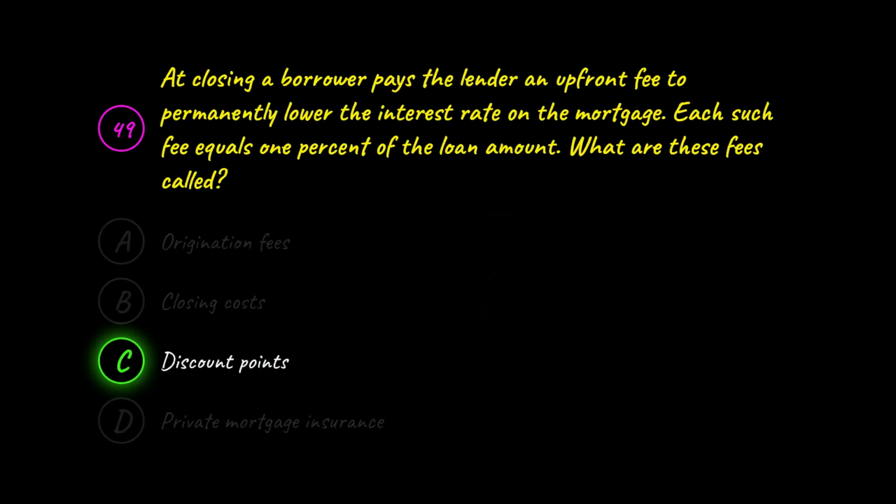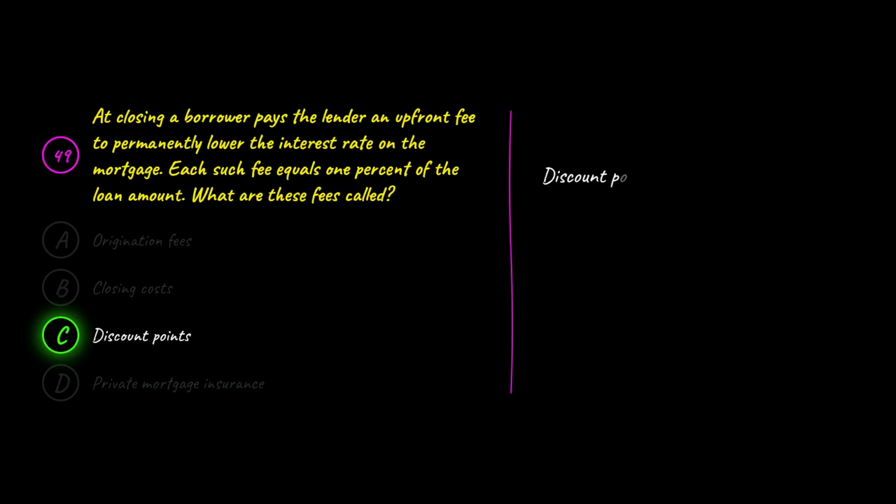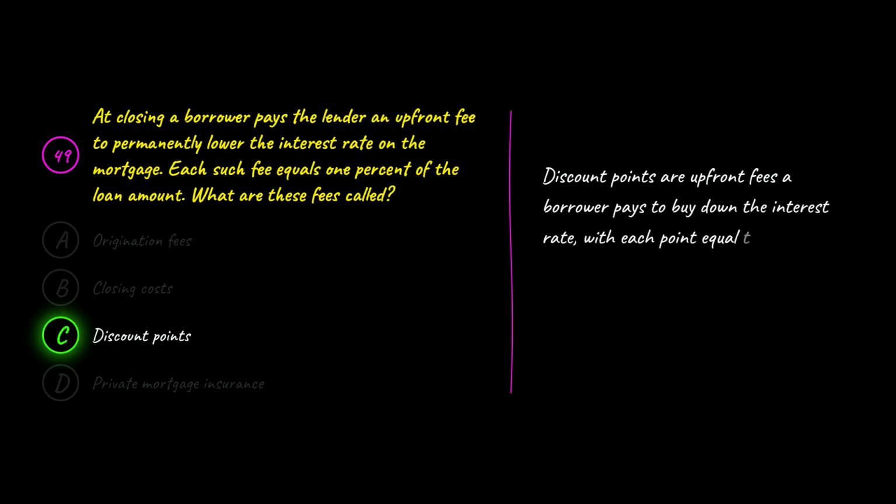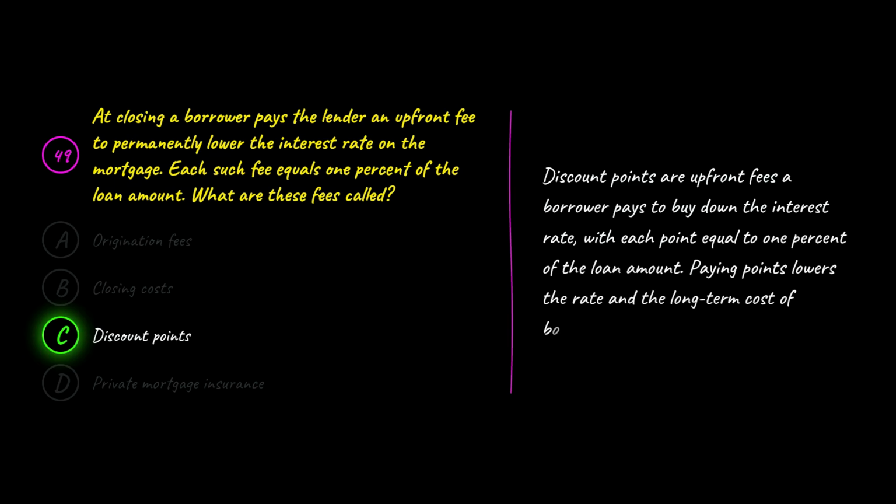The correct answer is C. Discount points. C is correct because discount points are upfront fees a borrower pays to buy down the interest rate, with each point equal to 1% of the loan amount. Paying points lowers the rate and the long-term cost of borrowing.